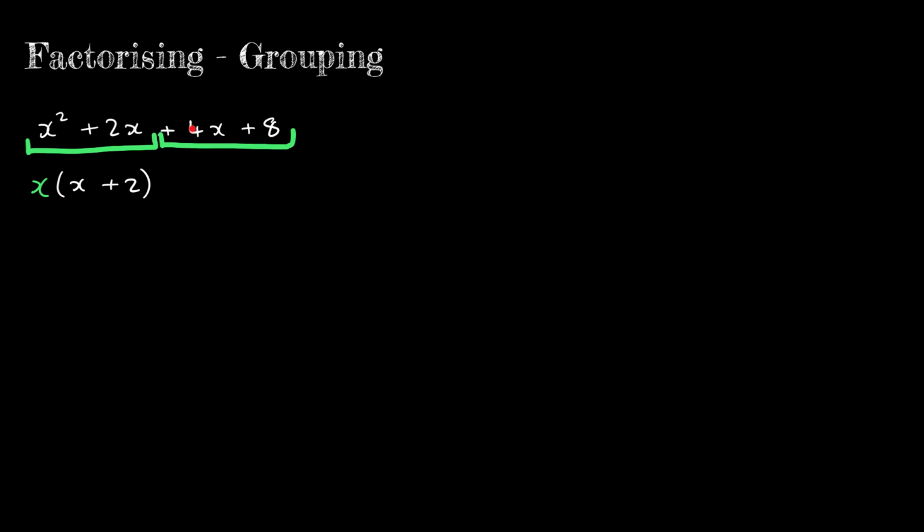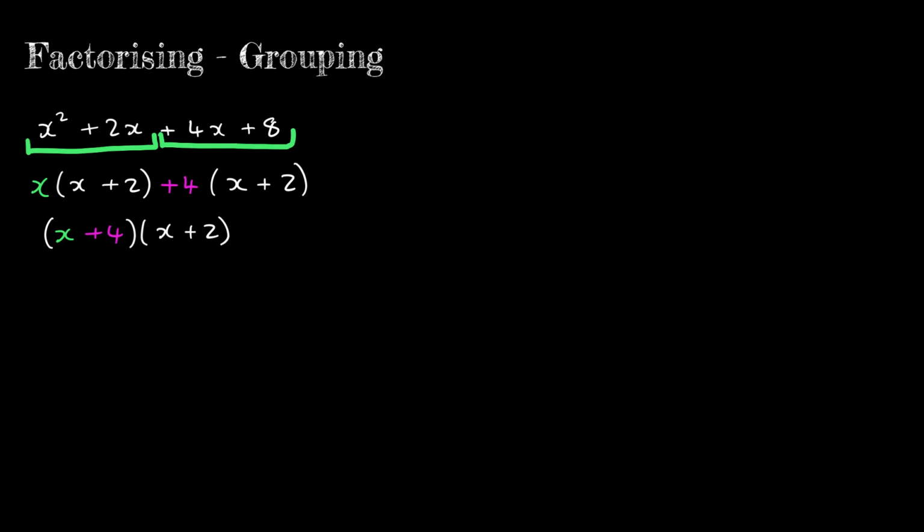I'm then going to take out what's common in the next 2. And what's common in the next 2 is going to be 4. So I'm going to take out a plus 4. Okay. And 4 goes into this, x plus 2, because 4 times x is 4x, and 4 times 2 is 8. Okay. You can see there that I've got x plus 2 and x plus 2. So I can go back a step there and I can write x plus 4 times x plus 2.